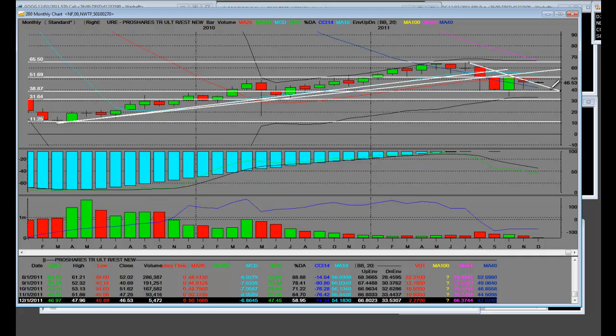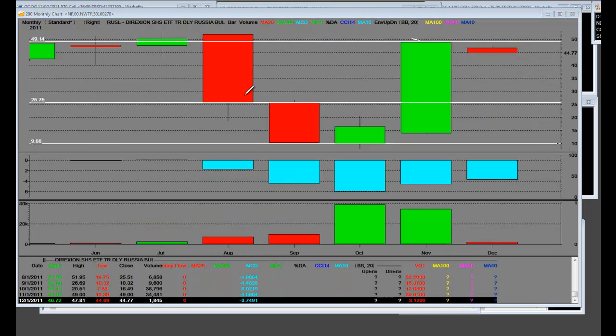This one here is trying to come out of it. The 10-month is rolling over. Everything is having a problem on the URE. We would really like to point out, and I'll do this one separately, that RUSL, Russia bull. We can short that bull down. It's at an all-time monthly high.